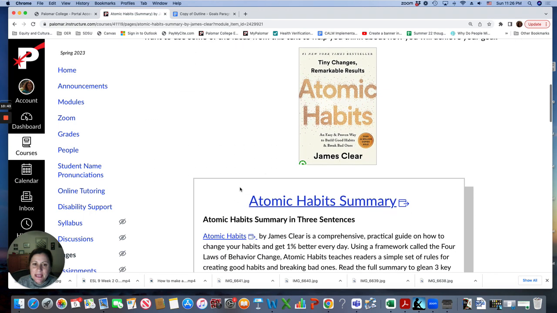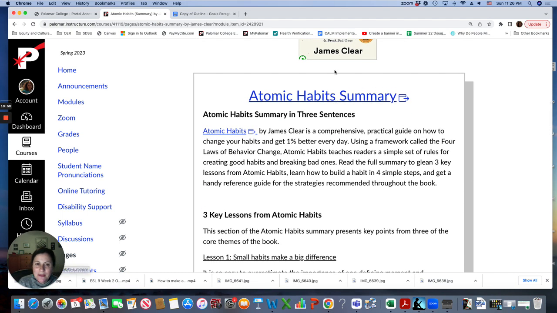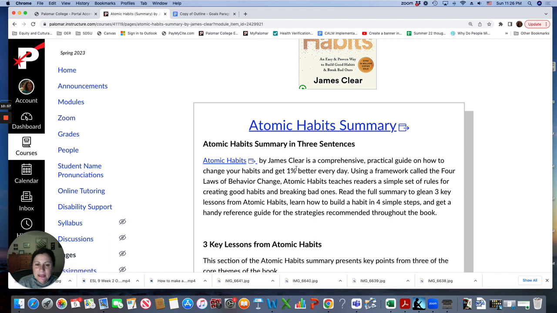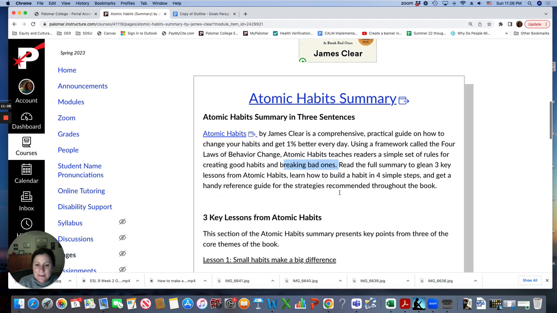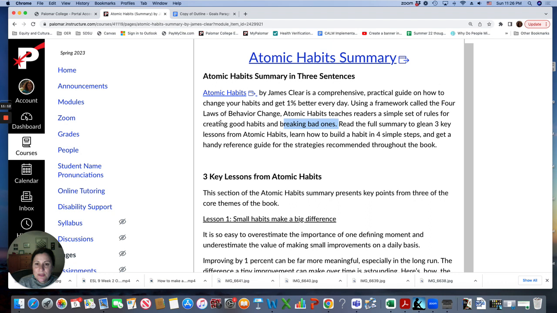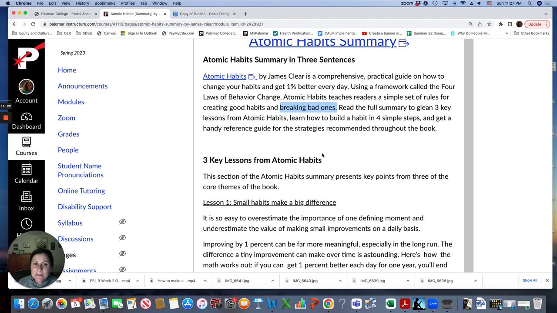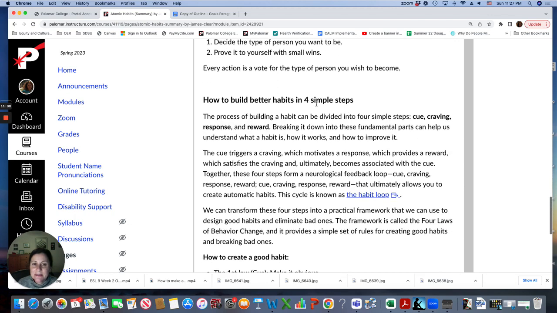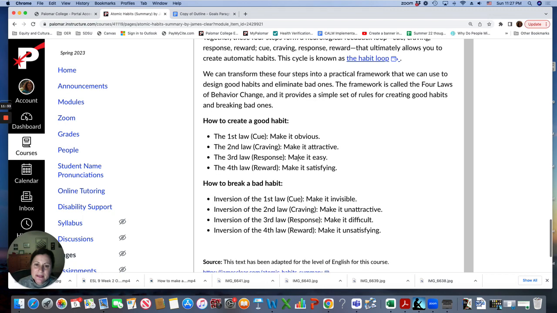But what I have here is a summary of this book. We don't have time to read the whole book, but this is a summary from the website about the book. And basically, this book teaches readers a simple set of rules for creating good habits and breaking bad ones. Sometimes we have goals, but we don't have the habits to achieve our goals, or we have a hard time breaking bad habits. So it explains some lessons, and then it has some steps about how to make better habits.